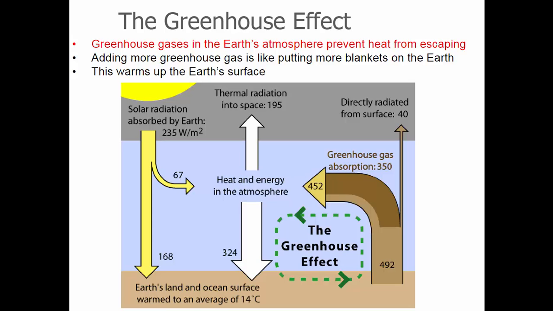Then the Earth can emit that energy back out into space. Some of that is radiating into space, some is trapped in the atmosphere. And it's this carbon dioxide and other greenhouse gases that reabsorb this energy being released by the Earth and keep it in the Earth's lower atmosphere, causing the Earth to warm.